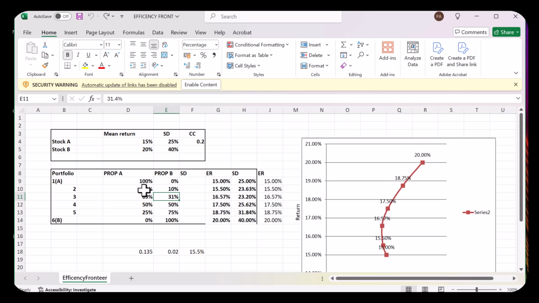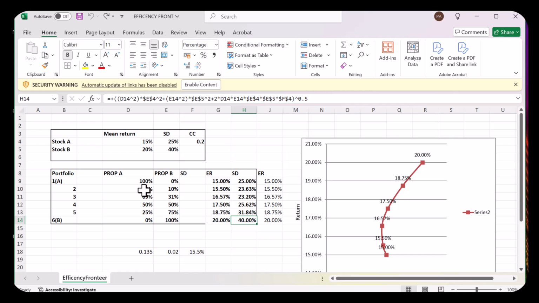He calculated through a formula. If you invest 69% in stock A and 31% in B, the return will go up to 16.5 and the standard deviation falls to the lowest, 23.2. Thereafter, with any further mix of B, the standard deviation goes up to 40%. When you have 100% of B and nothing of A, the risk is 40%.